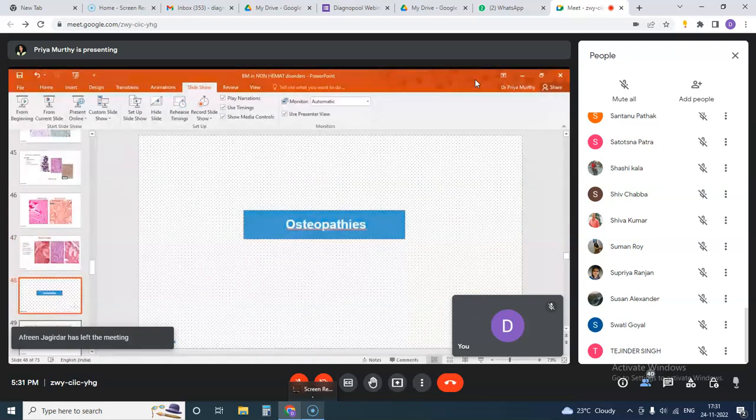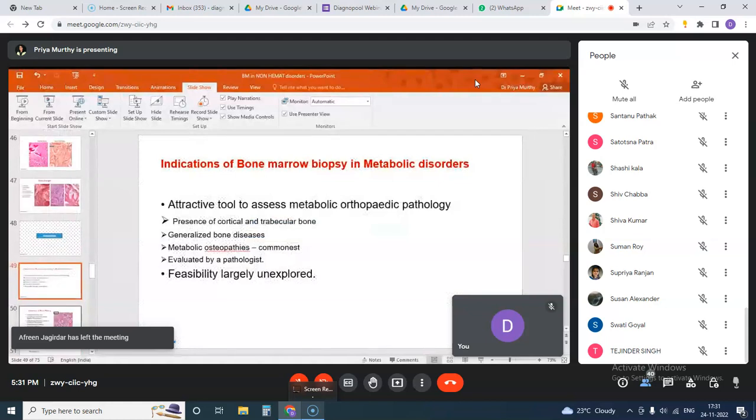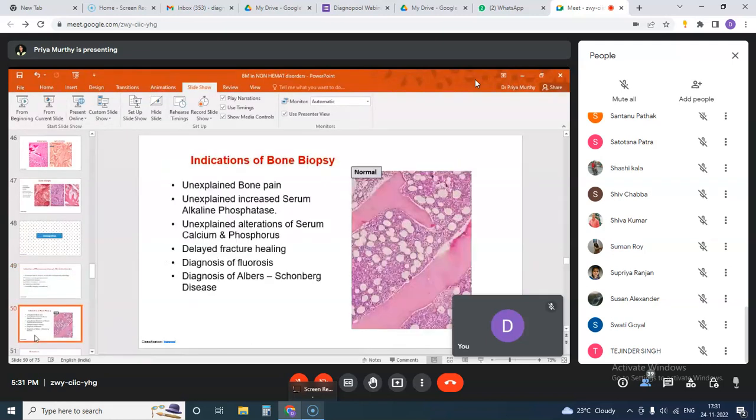Finally, we come to osteopathies. So when it comes to bone metabolic disorders, bone biopsy is usually not done because it's a painful procedure. Orthopedicians use a very large needle to do bone biopsies. But if you study the bone marrow trephine biopsy, it gives you a lot of information about some underlying metabolic disorders, because you can see the cortical and trabecular bone, and the morphology of the cortical and trabecular bone gives you a lot of information about any underlying disorder.